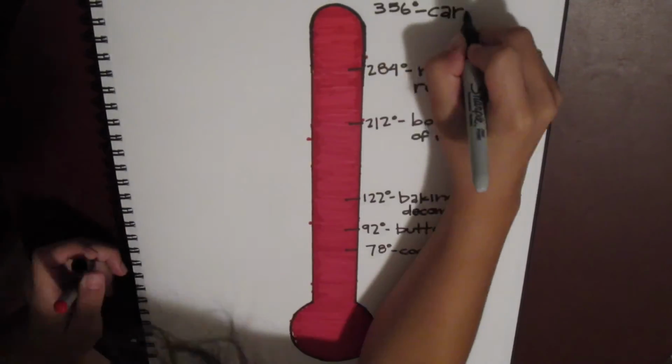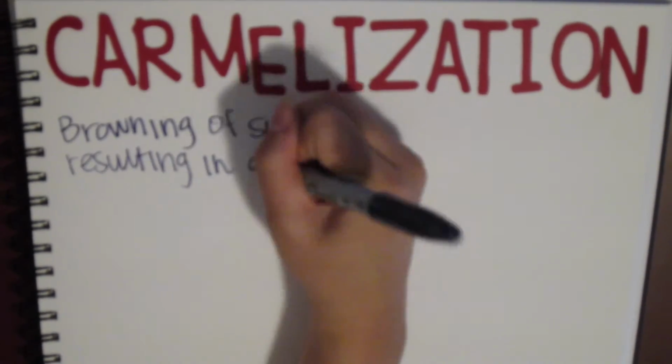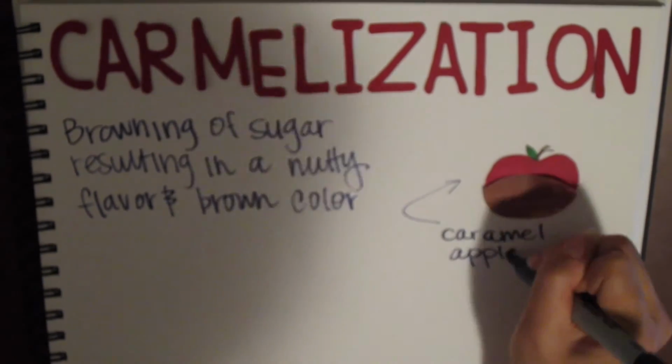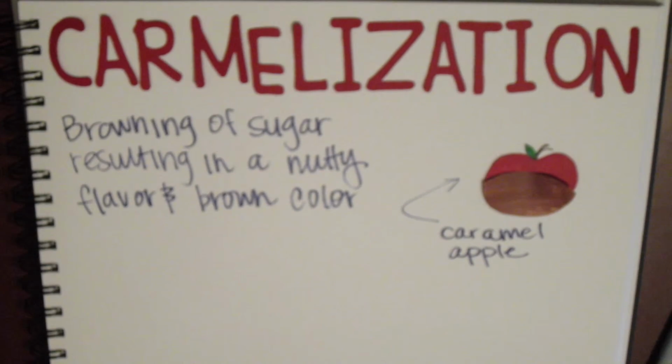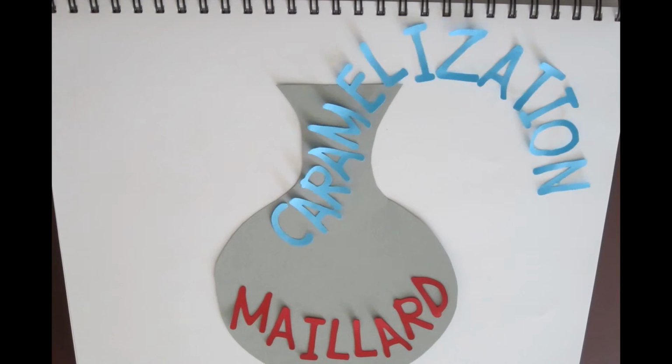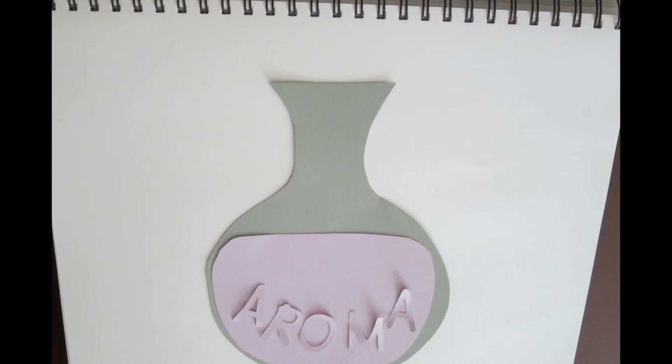Caramelization occurs at 356 degrees. Caramelization, the browning of sugar that results in nutty flavor and brown color. The combination of the Maillard reaction and caramelization produces a sweet aroma, which signifies that a chemical change has occurred.